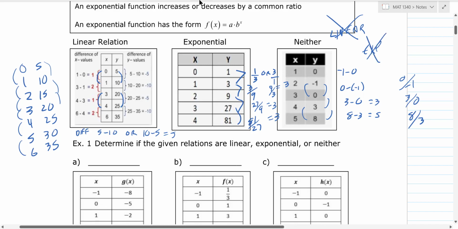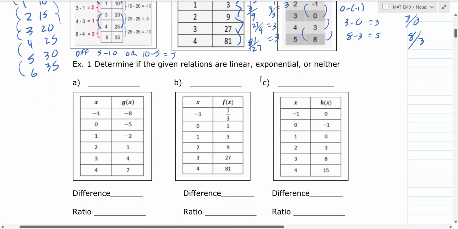Okay, so what's linear? How do you tell if something's linear? Tell me. What do you look for? Common difference, right. What's exponential? What do you look for? Common ratio. Exactly. Okay, so it's real simple to spot. Okay, so let's do kind of a round of these together.